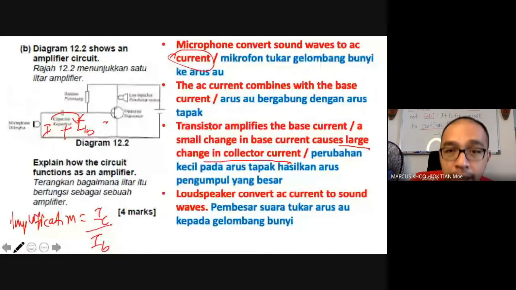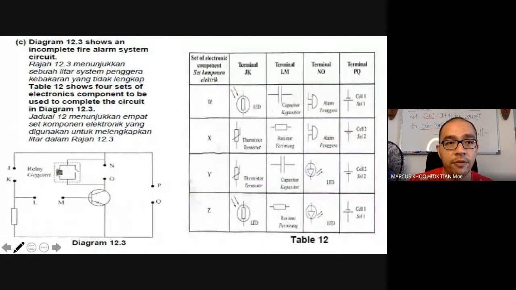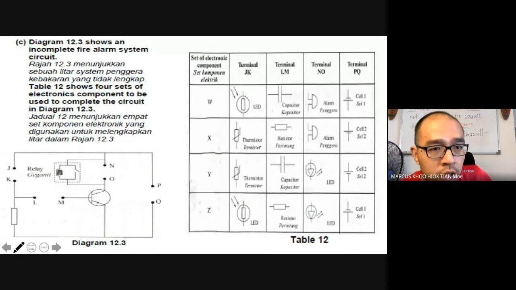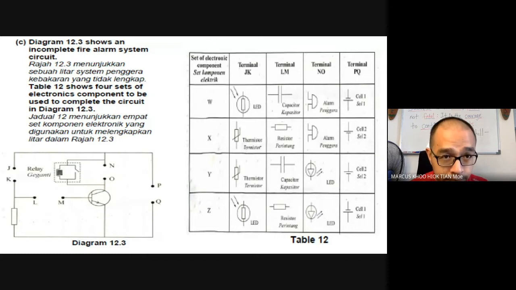Let's continue by ending this chapter once and for all, so that we can focus on other things. Table diagram 12.3 shows an incomplete fire alarm circuit. Table 12 shows 4 sets. So this is a section B question. You need to change lah. Used to complete the circuit in diagram 12.3.